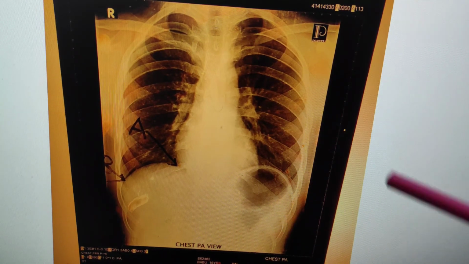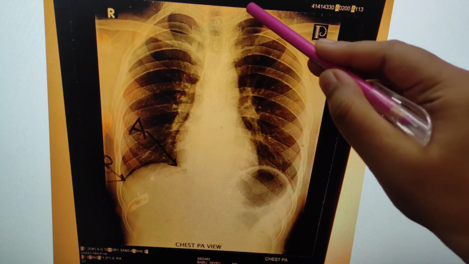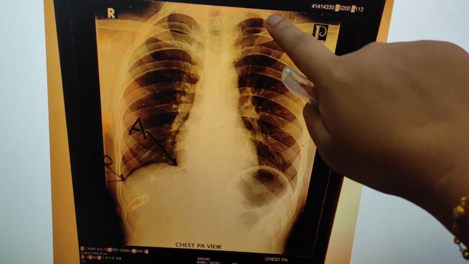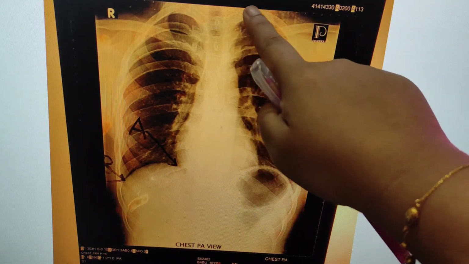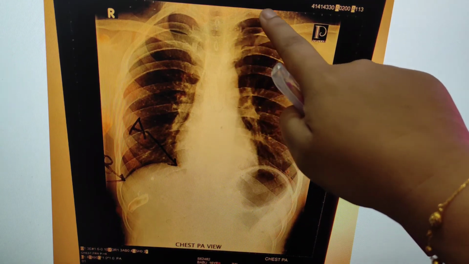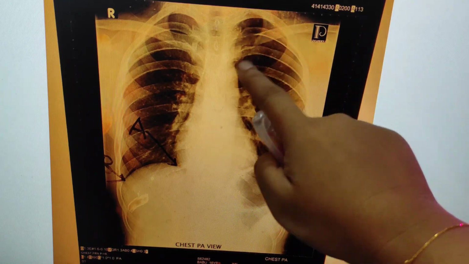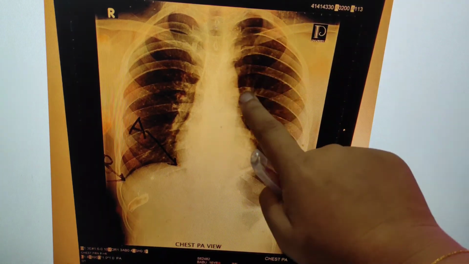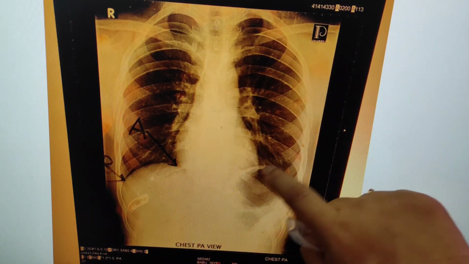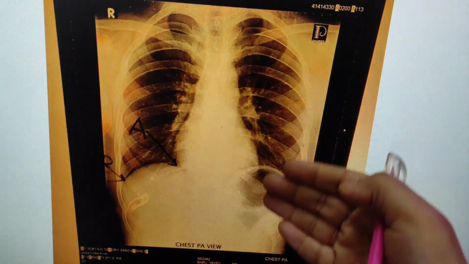Now look, I am telling about ribs. This is the first rib. The first rib comes from posteriorly to anteriorly. Posteriorly it becomes transverse and anteriorly it becomes oblique. So this is the first rib and this is the second rib, third rib, fourth rib, fifth, sixth, seventh. Like this there are ribs.